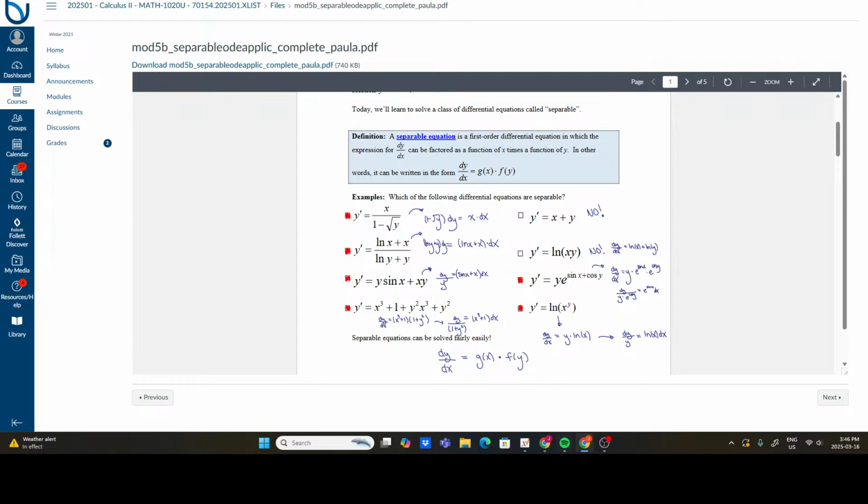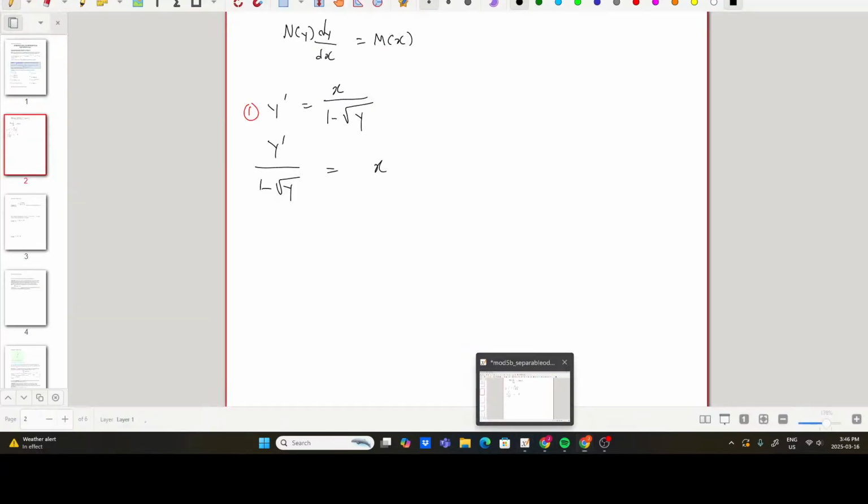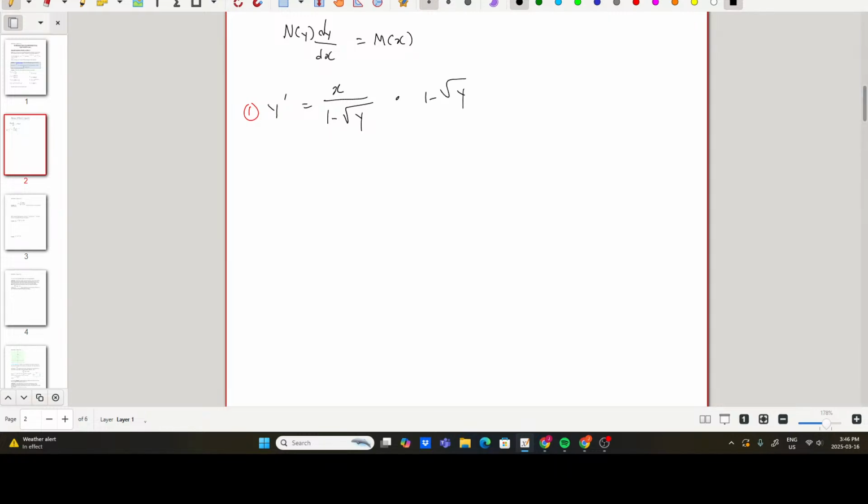Never mind, what am I saying? My algebra is so weak. What did I even just do there? Okay, so what should actually be done? Multiply both sides by 1 minus root y. In this case, it goes away from here and gets moved to the other side. So this is separable.